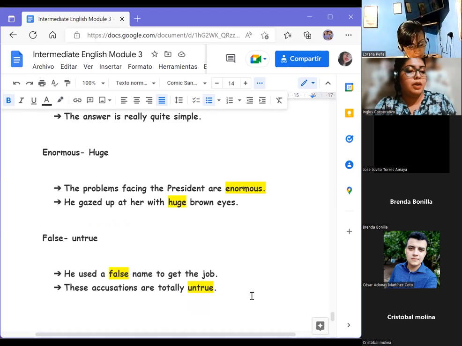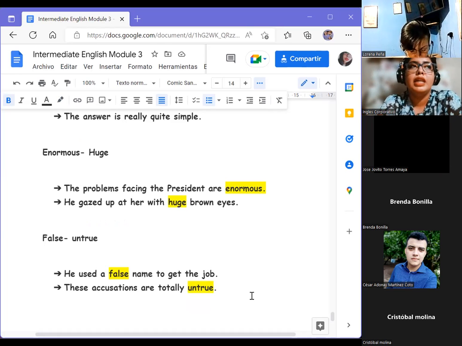So, we were talking about the adjectives and the synonyms, and if you search for the topic, you are going to find a lot of examples that you can use despite the main adjective.